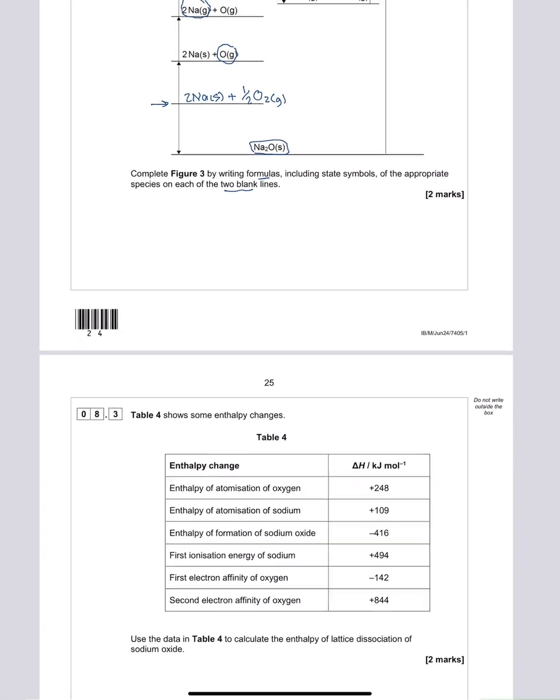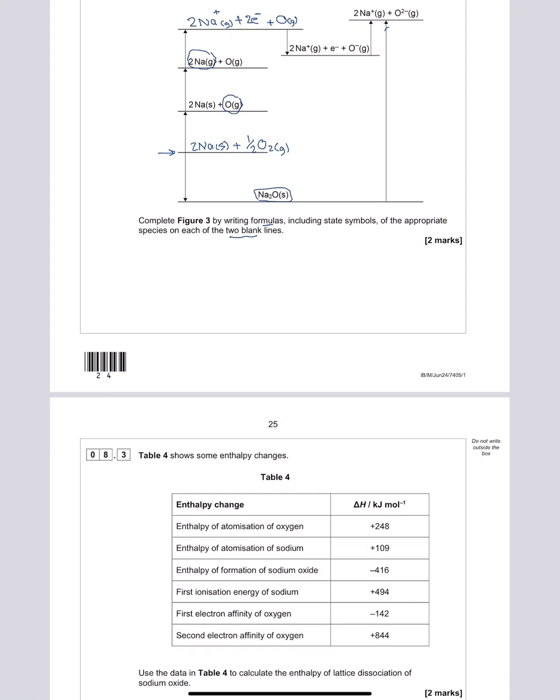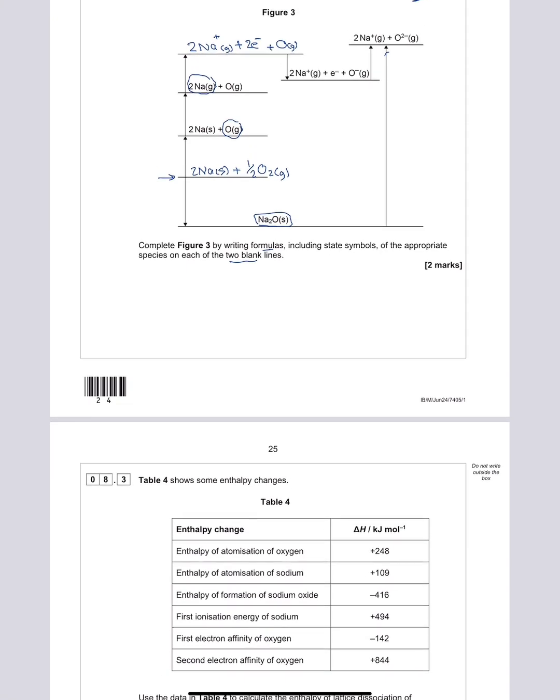Now the next question is that they give you the different enthalpy changes of the different steps of the Born-Haber cycle, and they ask you to calculate the enthalpy of lattice dissociation of sodium oxide. So now we need to put the values from the table into the Born-Haber cycle and do our calculation. So the first step here is going to be the standard enthalpy of formation of sodium oxide, and we can find it here from the table. So this is minus 416.